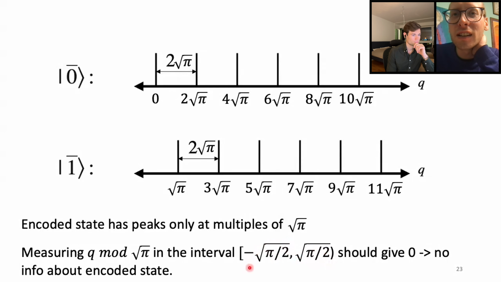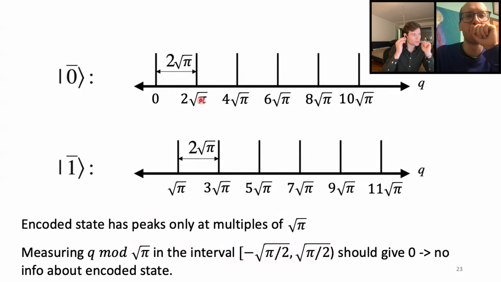Oh, I'm sorry, there is a typo. The square root should not go over 2. It should just go over square root of pi. So if you are in the peak that has a value 2 square root of pi, then since our outcomes can only be in this interval, we need to take this modulo, this periodic.